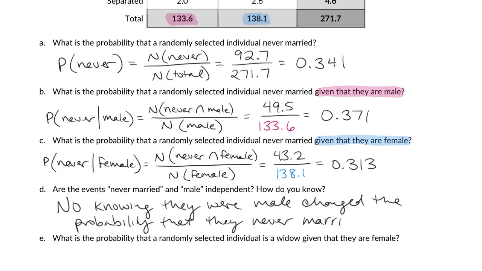If these events were independent of each other, the probability, given that they're male or given that they're female, would be the same as the entire population. But since those probabilities were different, knowing one of the things affected the other, which means that they're not independent anymore.